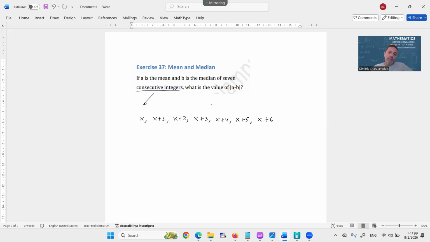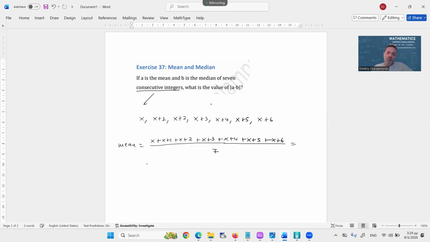Their mean, the mean of a set of values, is the sum of all of them. So it should have been x plus x plus 1 plus x plus 2 plus x plus 3 plus x plus 4 plus x plus 5 plus x plus 6, and then that divided by how many they are. In this case, by 7.